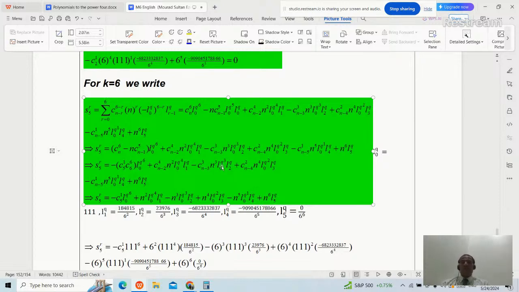Therefore, plus combination n minus 4, n is 6, 6 minus 4 is 2, so combination 2 choose 2 is 1, but I should show this for you. N to the power 4, L0 of all the q squared, L3 of all the q, minus n minus 5 choose 1, n is 6 means 1 choose 1 is 1, n to the power 5 L0 of all the q raised to the power 1 times L4 of all the q, plus n to the power 6 L5 of all the q.